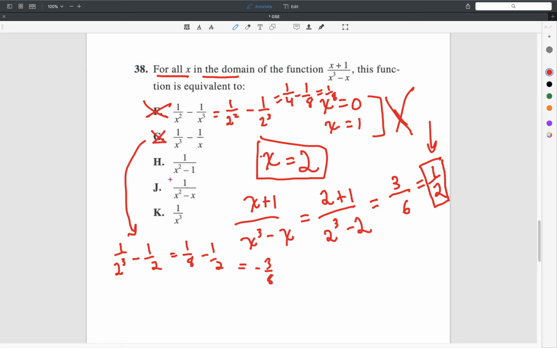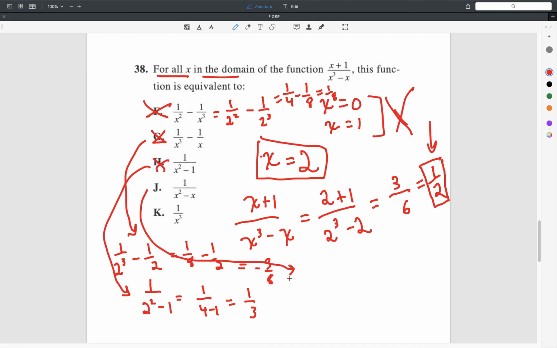Let's try h out. So h is going to be 1 over 2 squared minus 1. And that's the same thing as 1 over 4 minus 1, which is 1 over 3. We want to get 1 over 2, so that's gone. Let's try j out. That's going to be 1 over 2 squared minus 2, which is 1 over 4 minus 2, which is 1 over 2.